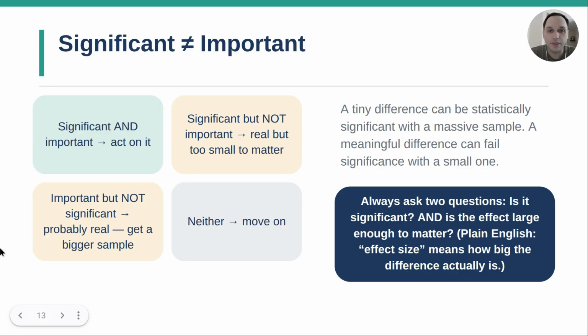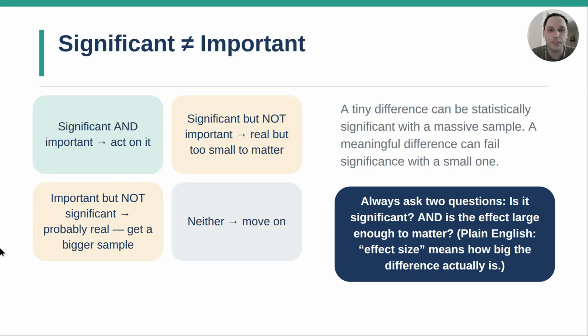Here's the misconception that causes the most damage in research. People equate statistically significant with important. They are not the same thing. Look at the 4 quadrants. A result can be significant and important, real and large enough to matter for your business. A result can be significant but not important, real but so small that it doesn't meaningfully affect anything. With a sample of 100,000 people, a 0.1 percentage point difference in open rates can reach statistical significance. It's still a 0.1 percentage point difference, probably not worth changing your email strategy over.